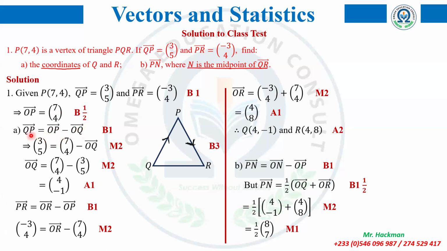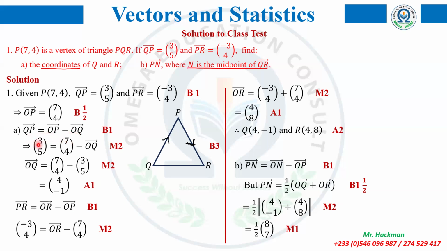Now, what are we looking for? The coordinates of Q and R. So let's continue. Once you know the vector for Q, you know the point, or sorry, the coordinates of the point Q, because just as we can move from points to vectors, we can move from vectors towards points.